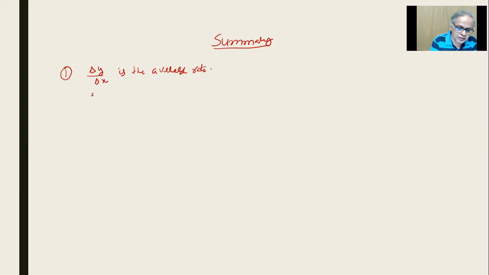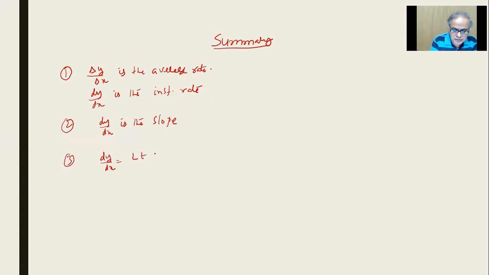Right? dy by dx is called what? Instantaneous rate. Second, dy by dx is also geometrically the slope. I'm not writing full statements. Third, dy by dx can be written as the limit of delta y by delta x as delta x tends to 0. Fourth one, that's enough actually.